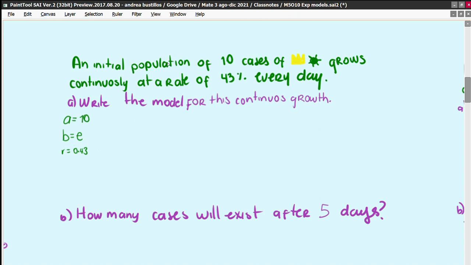And that's it. So our model for COVID cases can be rewritten as a population, and t is obviously days. So the population of COVID cases at time t is the leading coefficient times my base raised to the rate times t. So this is the model. We have written the model for this continuous growth problem.